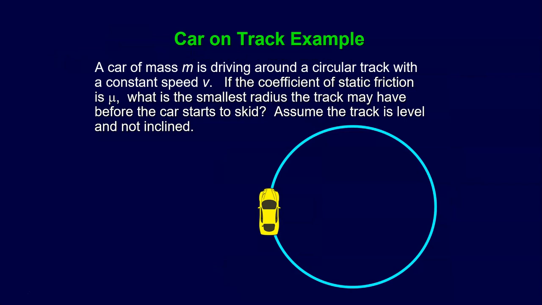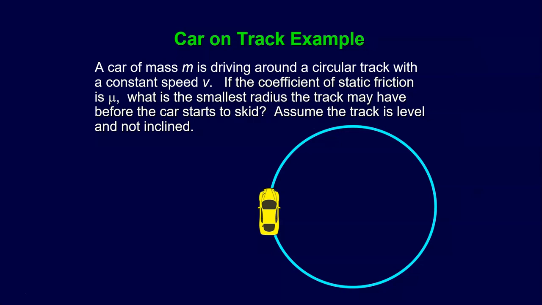All right, our next problem is a car on a track example. We sort of started with this one here. So you have this car traveling around the track. It's a car of mass m driving around a circular track with a constant speed v. If the coefficient of static friction is mu, what is the smallest radius the track may have before the car starts to skid? Assume the track is level and not inclined in any way. This is the kind of problem that you'll have. It's combining this new aspect that we're talking about, circular motion, with hopefully some stuff that we've been working with from Newton's laws.